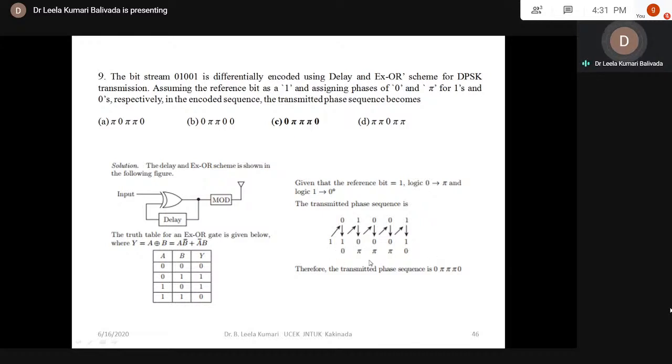So this is the encoded phase. Therefore the transmitted phase sequence becomes 0, pi, 0. So option C is correct.